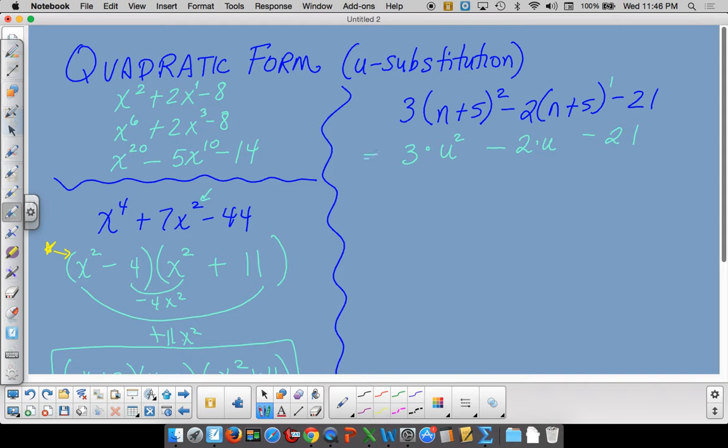So now, is that factorable? 3u squared minus 2u minus 21? Well, that's a trinomial. That's 3 terms, so that means we're just unfoiling. To make a 3, I have to have a 3u and a 1u. For 21, I'm guessing it's probably 7 and 3.